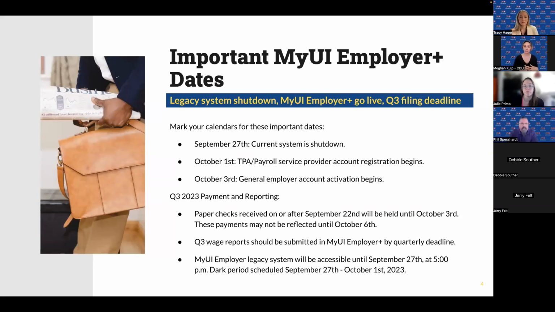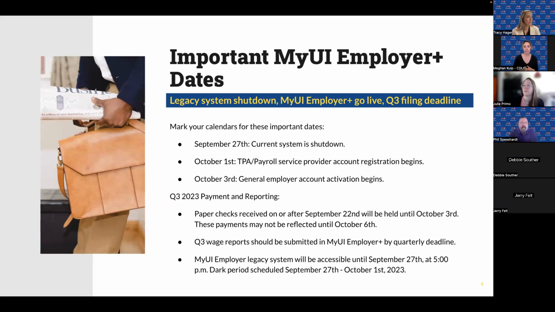Any paper checks that have been received by us, obviously the 22nd has passed as of today's date. So as of now, we are already holding payments until after go live. You may not see payments reflected within your clients' banks. The employers themselves may notice a delay in check clearing. Those payments may not be applied into the system until October 6th, which is the Friday after go live, about a week and a half from today.